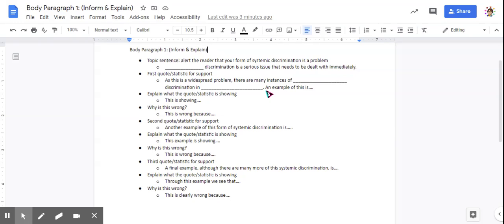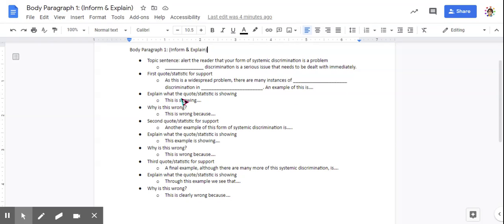After that, you can see it says, an example of this is blank. This is where you're going to put your first example that you took from one of your note-taking sheets. Now remember, we did 4 note-taking sheets, but we only need to use 3 within the paper. So definitely evaluate which one is the strongest in order to prove that this is systemic discrimination and that it's system-wide. So once you've decided that, you're going to put your first example here.